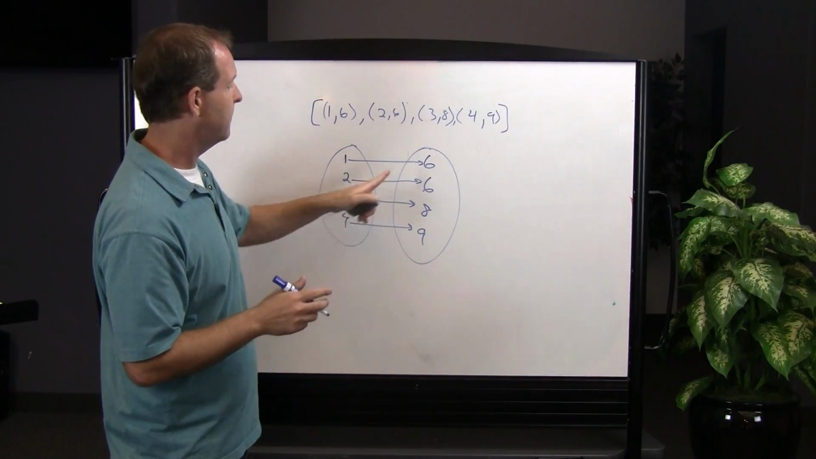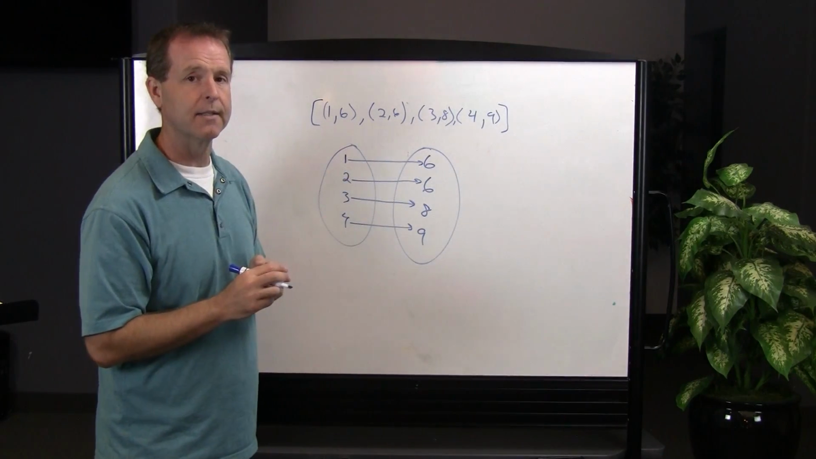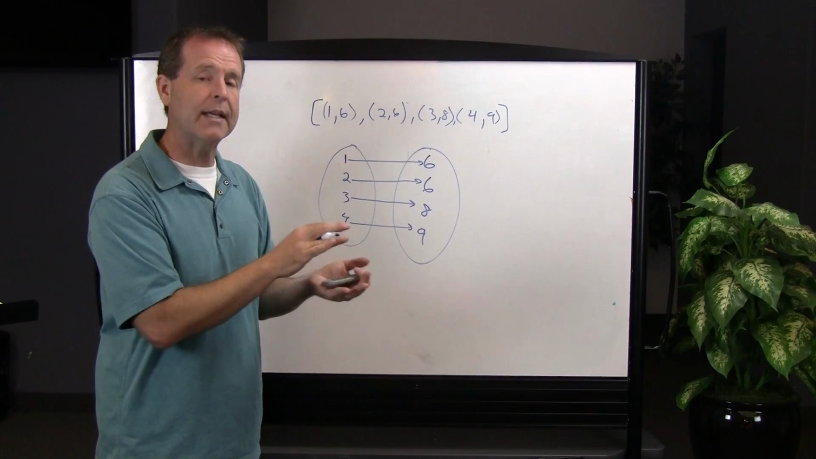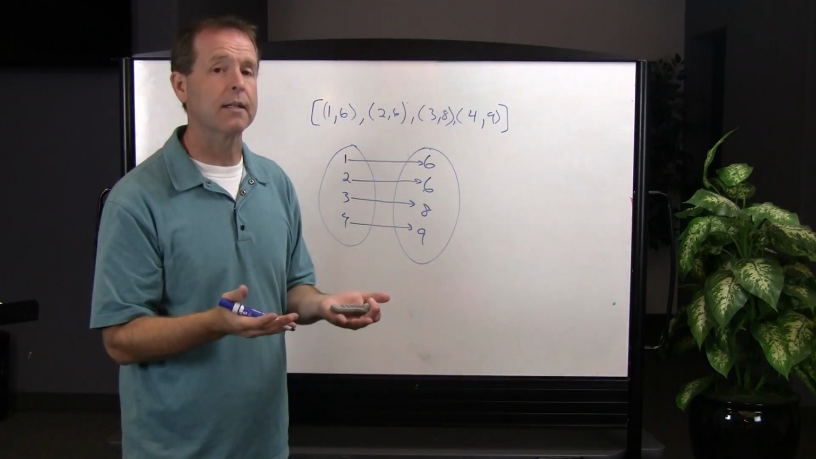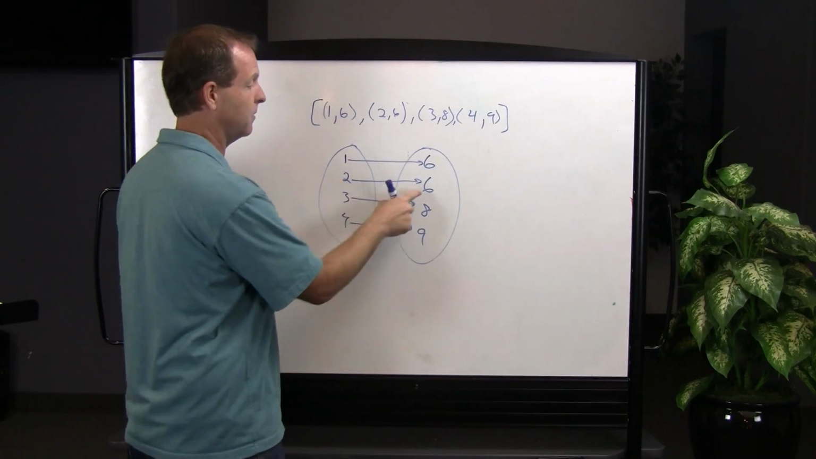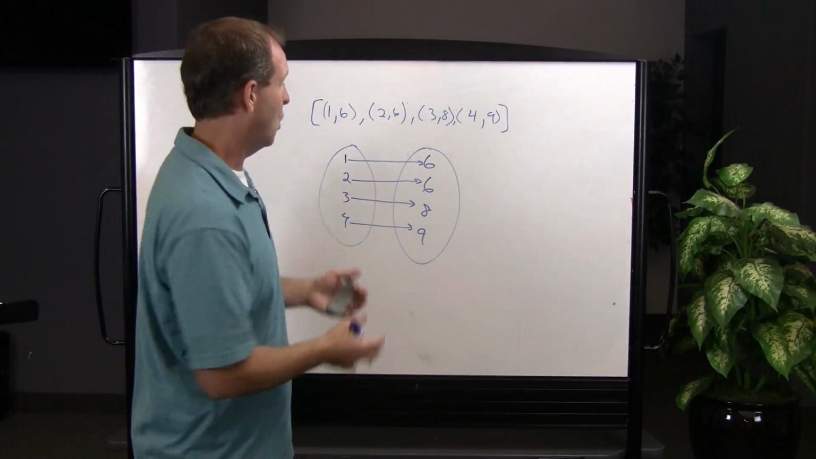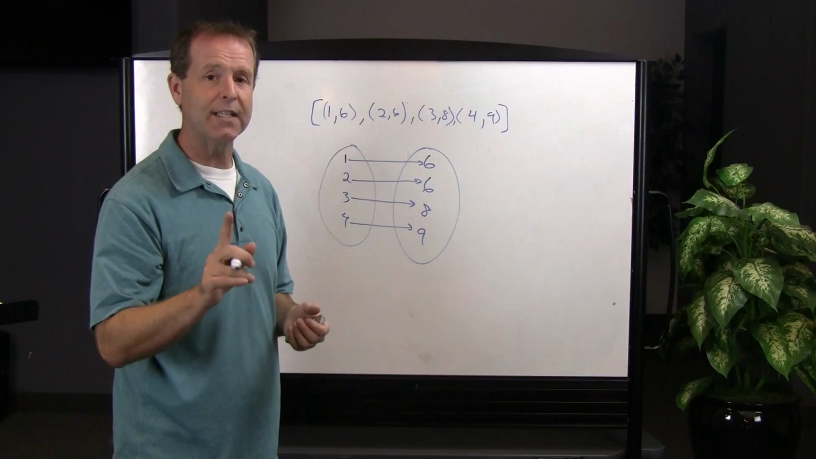A little tricky here, you notice that there's two 6s. That's all right when we look at it from this perspective, because every time I get a 1, it produces a 6. Every time I get a 2, it produces a 6. So I can say then that this relation is a function.